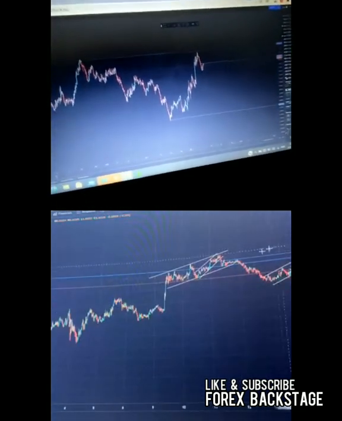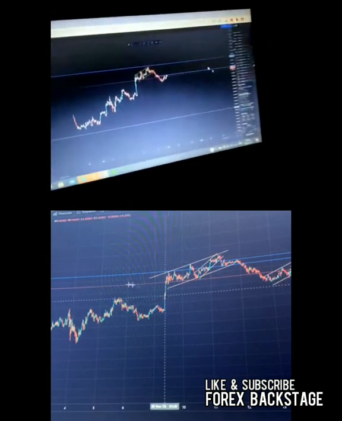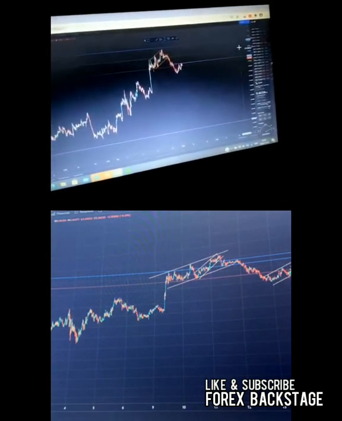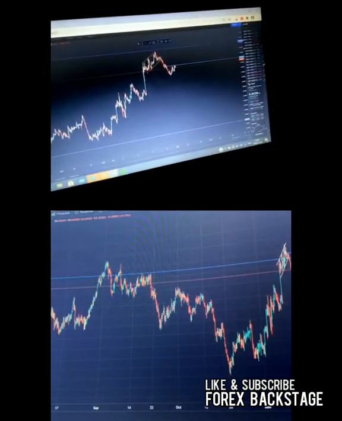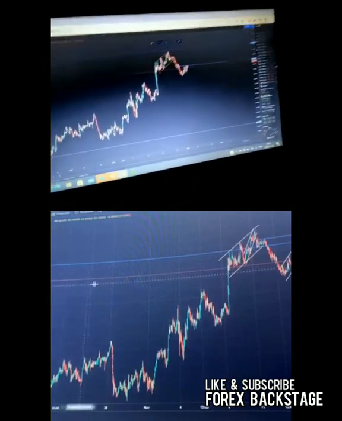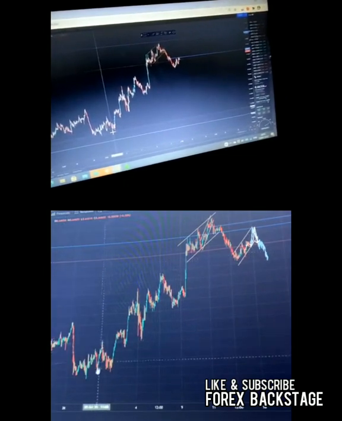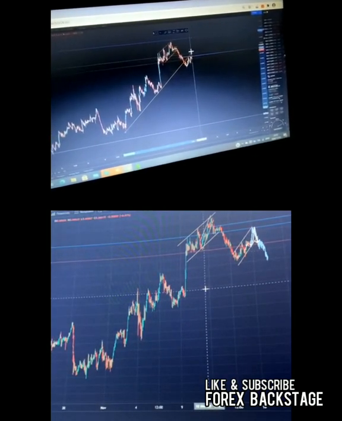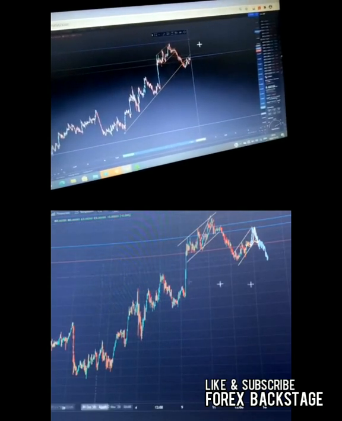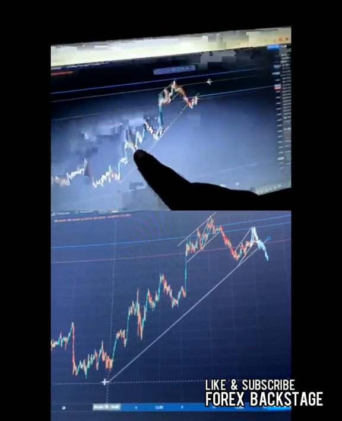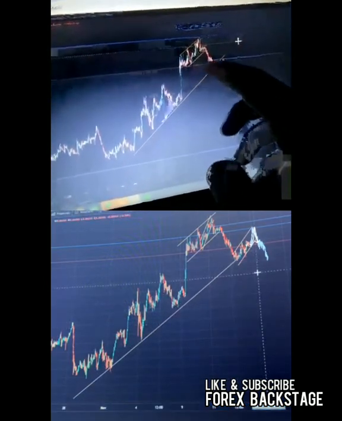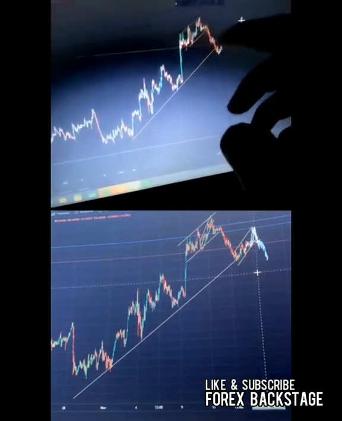Then I go to the 1 hour. On the 1 hour, if you can check it out, I'll have a trend line connected. Remember, for a trend line to be connected, it needs 2 to 3 touches. Okay, that's fine. Then I have my 1, 2, 3. Then there was a break. Now we're in a retracement phase.